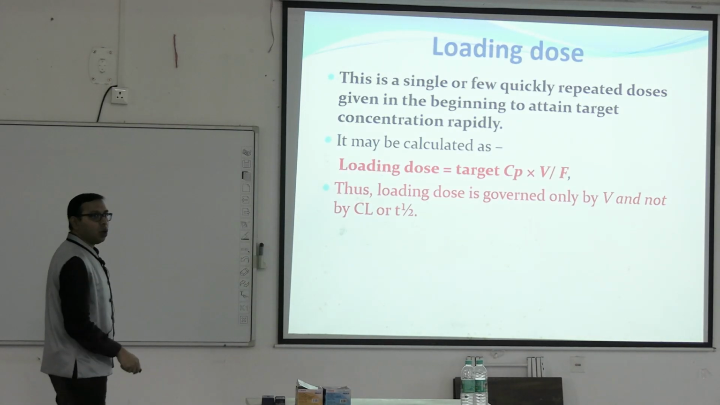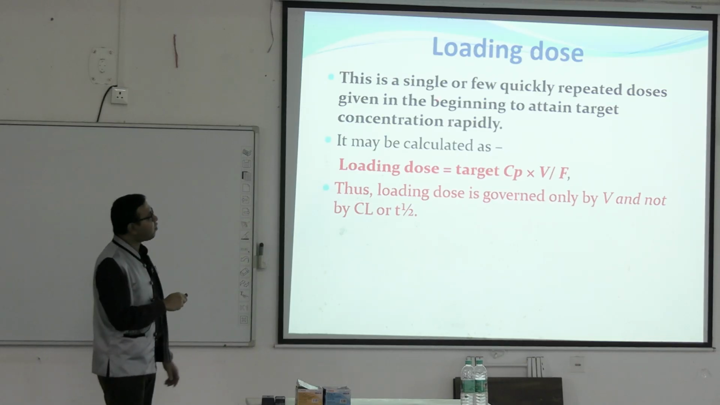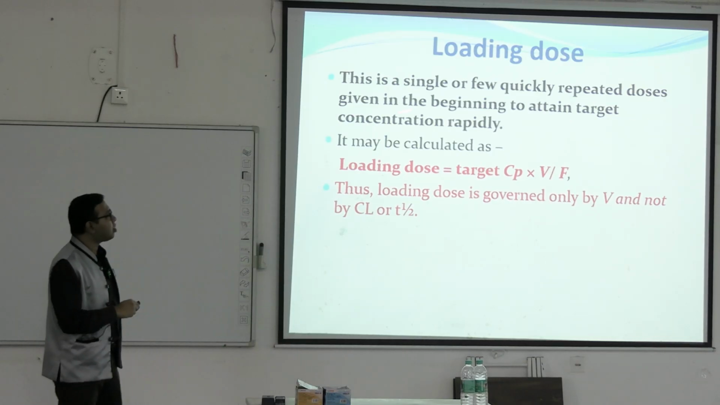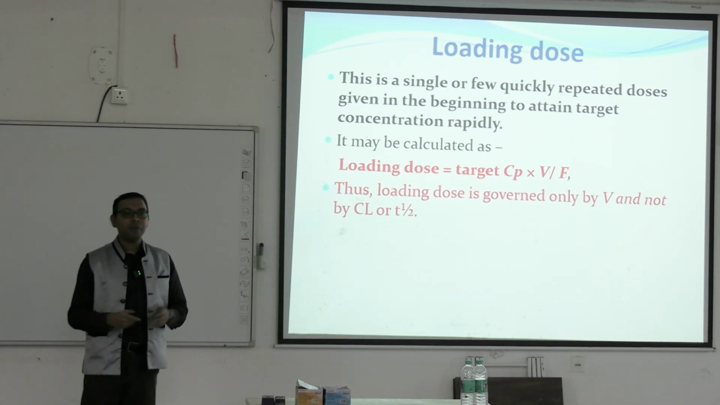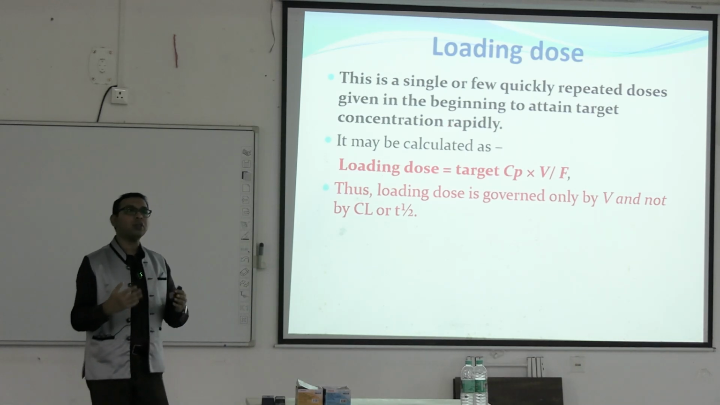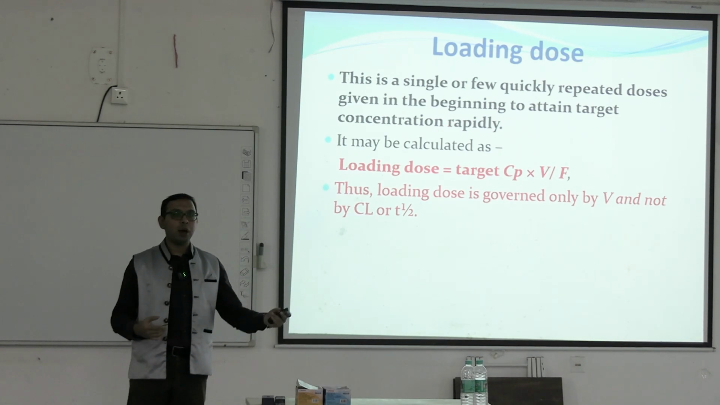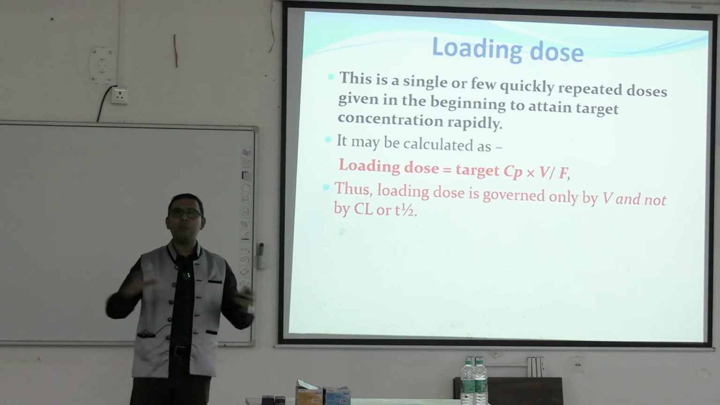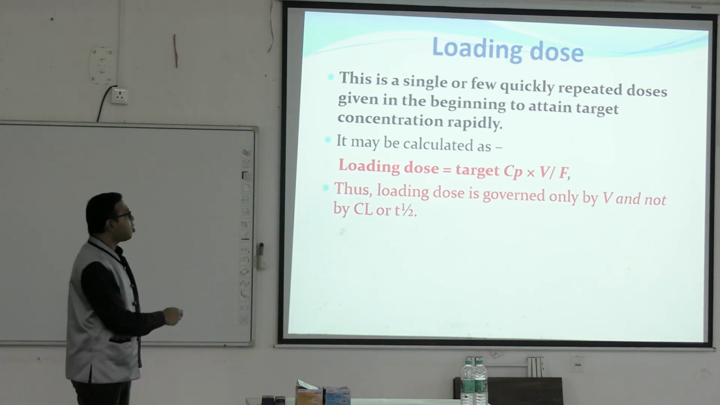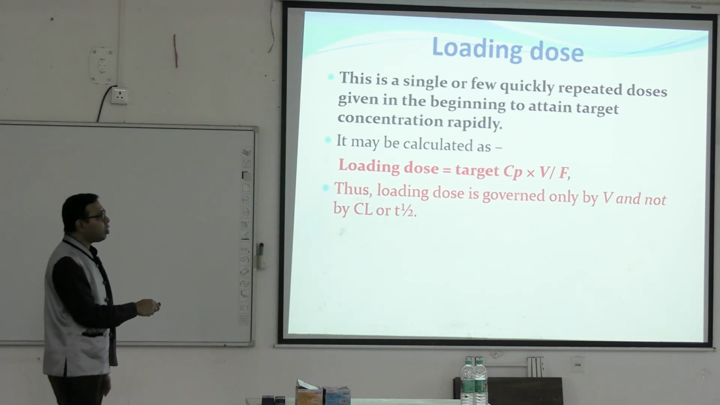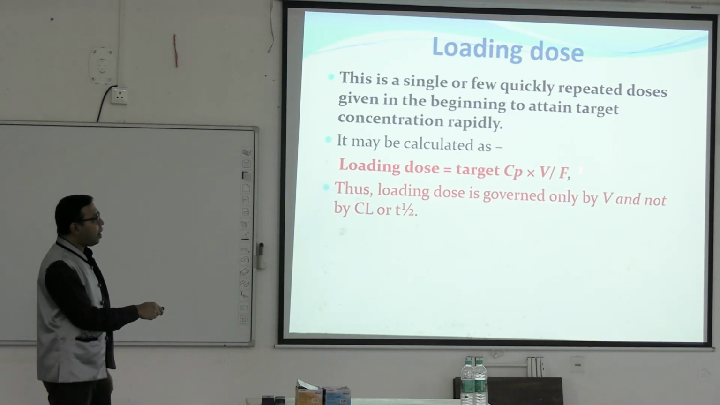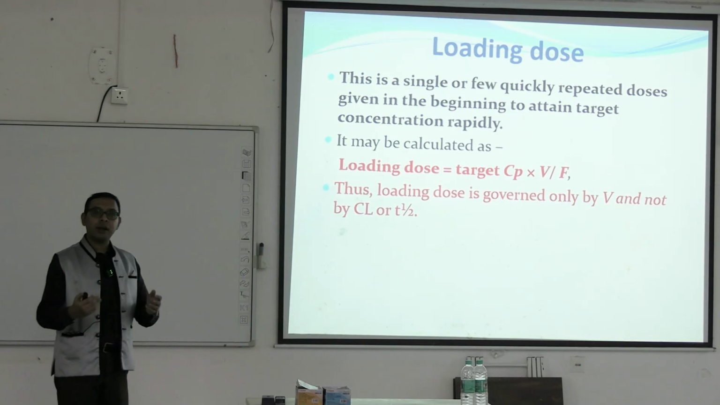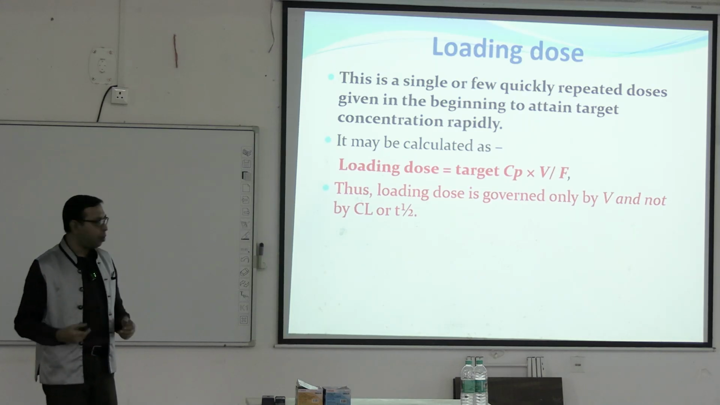So what is the loading dose? These are single or few quickly repeated doses given in the beginning to attain the target concentration rapidly, because here we want the target concentration rapidly. The half-life may be very small or very large in these cases. It may be calculated as: loading dose is the target plasma concentration times the volume of distribution, divided by F, where F is the fraction of the drug that is absorbed. So that is the bioavailability.